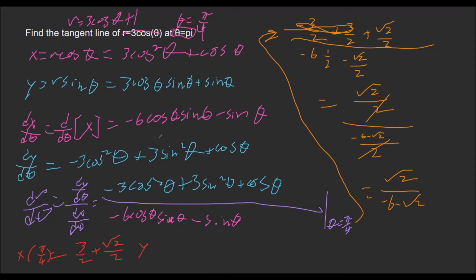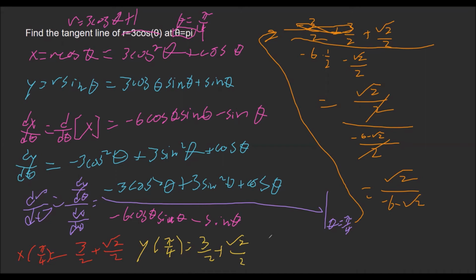Y, I'll write this in another color. Yellow's fine. Y of pi over 4 is equal to negative 3 times cosine of pi over 4 times sine of pi over 4 plus sine of pi over 4. And so we end up with 3 over 2 plus root 2 over 2. Okay, so at this point we are almost done. We have our x coordinate, our y coordinate, and our slope. I'm not lying this time when I say we're almost done.